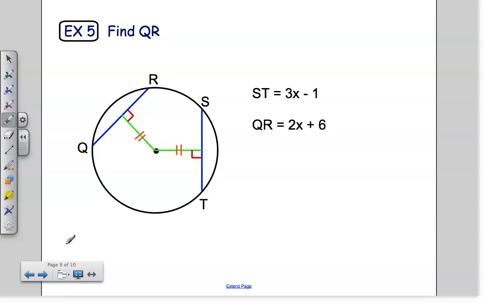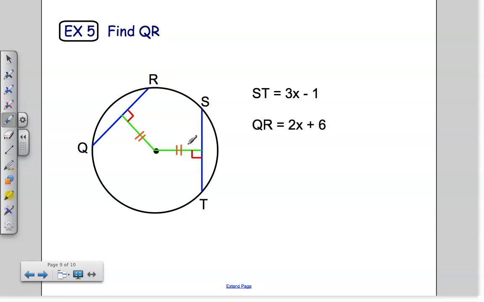Let's use that in an example. In the circle, I have two chords. Hey look, the distance from the center is marked congruent, and it is at a right angle, so that's legitimate distance from the center. I'm trying to find the length of this chord QR. Well, I have an expression for ST. That chord is 3x minus 1. I have an expression for QR, that's 2x plus 6.